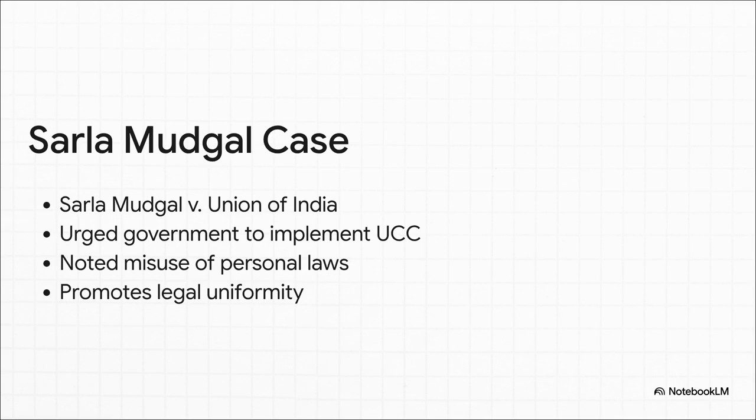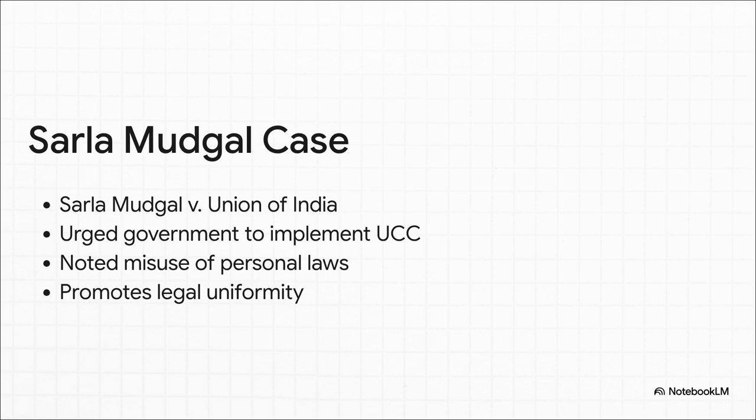The facts of the case revolved around a Hindu husband converting to Islam solely for the purpose of contracting a second marriage, thereby attempting to bypass the anti-bigamy provisions of Hindu law. The court's verdict came down incredibly heavily on this practice, specifically noting the blatant misuse of personal laws for fraudulent purposes. The relevance here is absolutely profound.